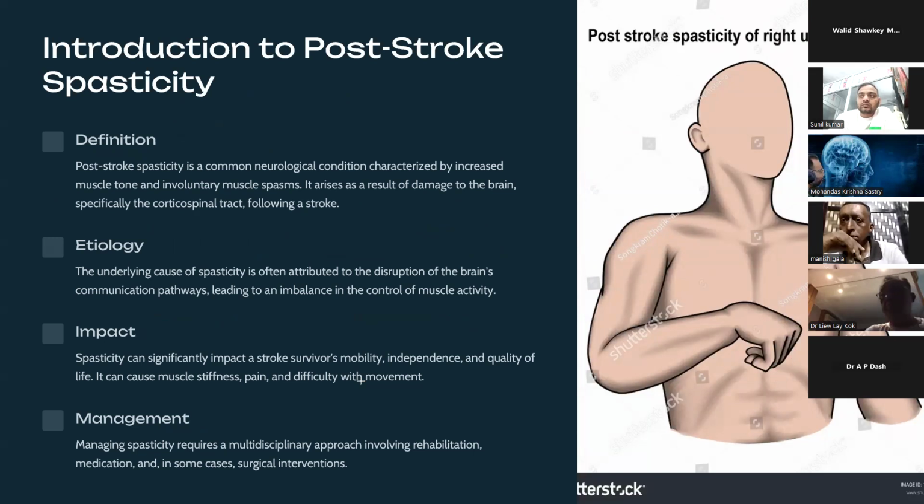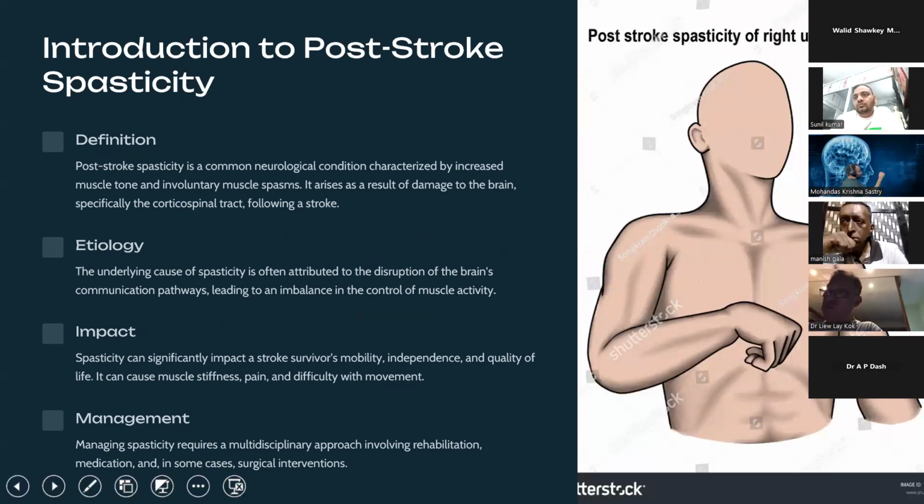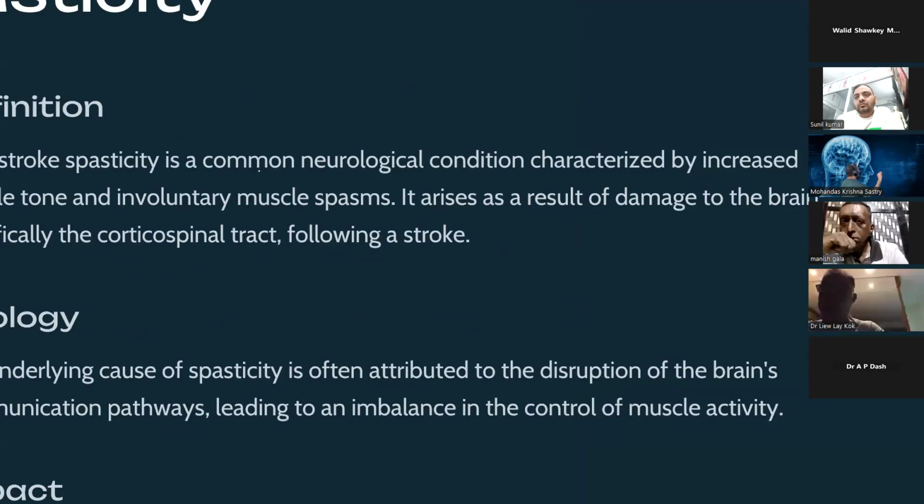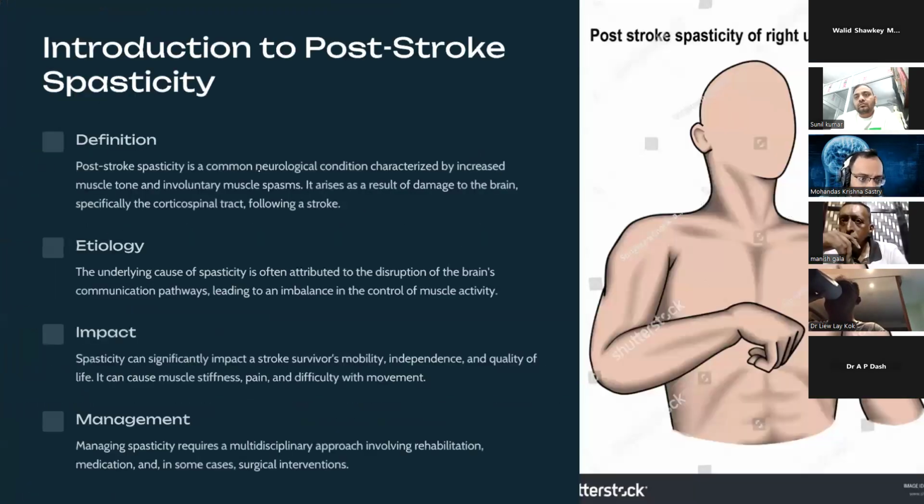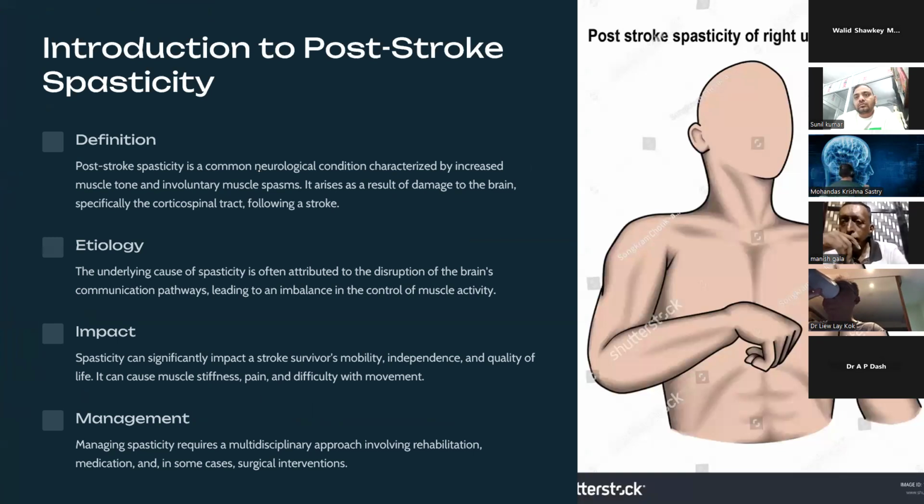So when we speak of post-stroke spasticity, it's commonly a neurological condition. Now you have to understand it's not a physiological condition, right? It's a neurological condition. न्यूरोलॉजिकल कंडीशन। So it is defined as what?